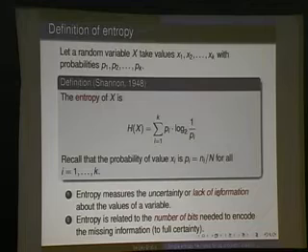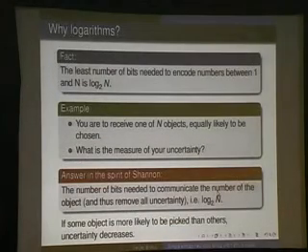So why does it work this way? Here's a very simple example. Here's a fact of life, right? The least number of bits needed to encode numbers between 1 and n is log base 2 of n, right? We're all on the same page. Everyone agrees, right? You want to encode a number between 1 and 100, you need log base 2 of 100 bits.